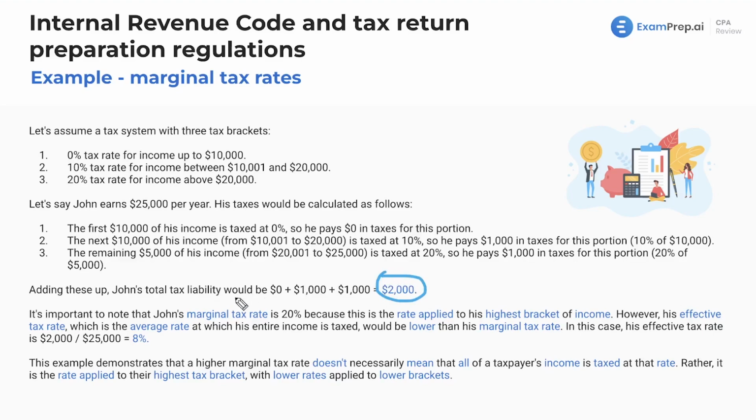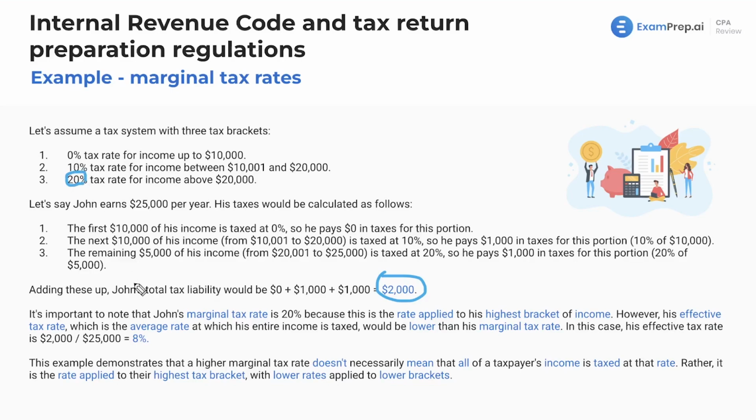Now, it's important to note, this is something you may see on the exam, that John's marginal tax rate is 20%. If the question asked, and this is semantics, right? This is just different words. If it said, what is John's marginal tax rate? Well, that's just going to be the highest tax rate within the brackets that John used. So that'd be 20%. However, that's not John's real tax rate.